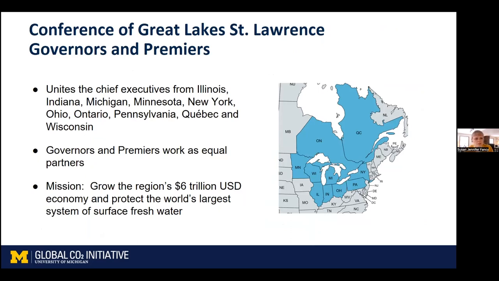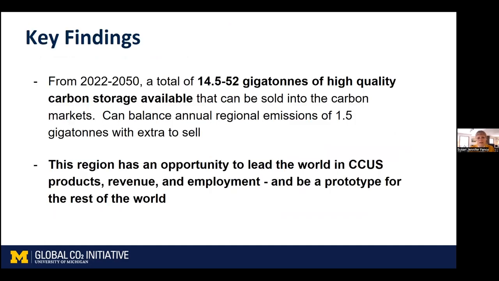Segueing into the work that was done last summer, that we'll hear about in the maps today, the Conference of Great Lakes St. Lawrence Governors and Premiers unites the governors and premiers of eight Midwestern states and the two Canadian provinces, all connected by the Great Lakes. They work as equal partners, and their mission is to grow the region's $6 trillion economy and also protect the area's natural resources. And they approached the Global CO2 Initiative and asked us to come up with ways that they could help drive our area as a go-to area for the budding carbon offset market.